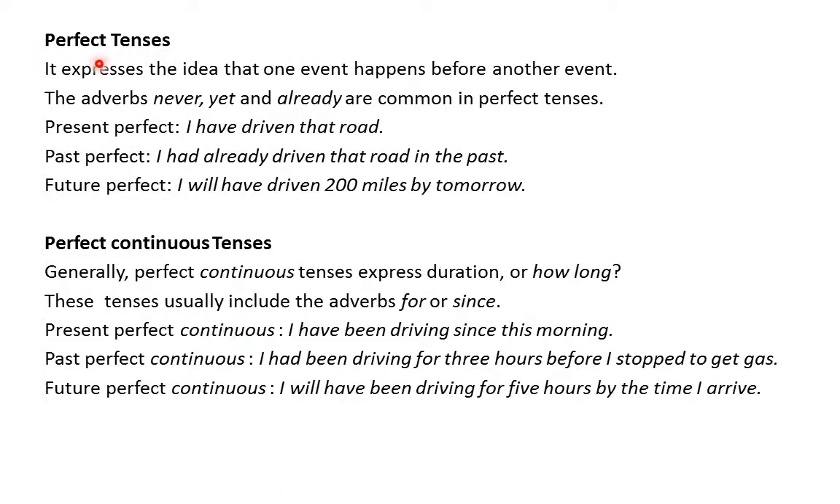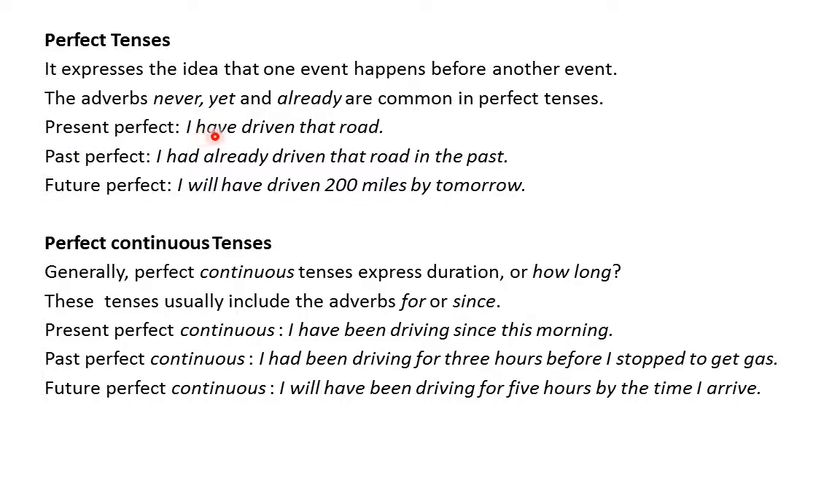Perfect tenses and perfect continuous tenses are among the tenses that are more complicated than others, even for native speakers. Perfect tenses express the idea that one event happens before another event. For example, they are used with the adverbs never, yet, and already, which are common in perfect tenses.